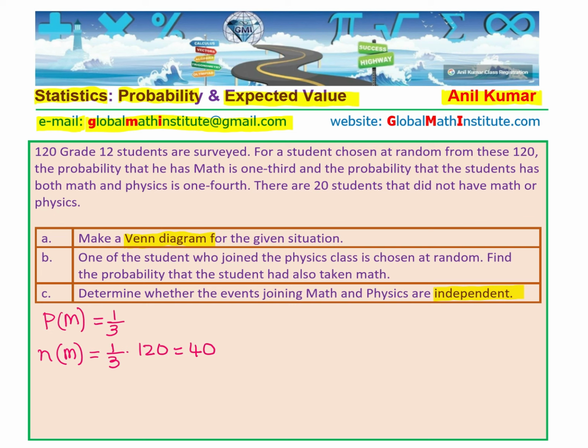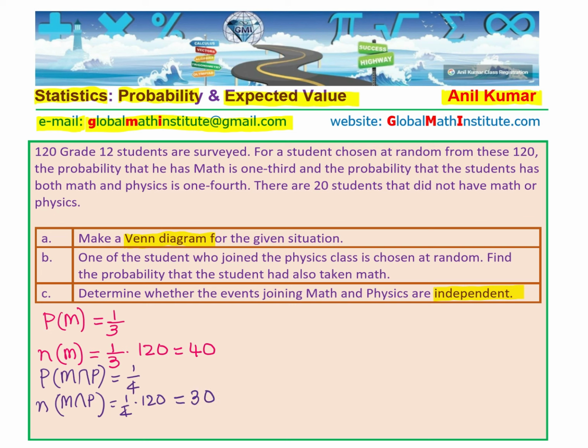Now we have, the probability that the student has both math and physics is one fourth. So we are also given that the probability that both math and physics, which means intersection, is one fourth. So the number of students who have taken both math and physics will be how much? One fourth of 120, correct? Which means 30. Is that clear to you?